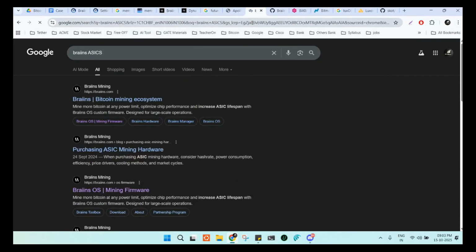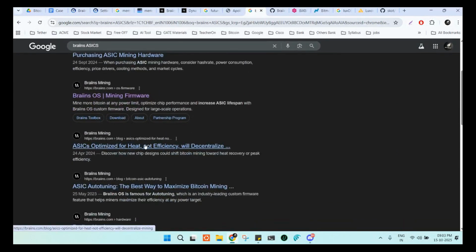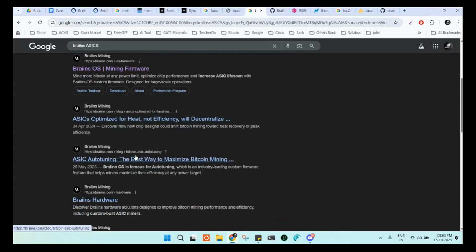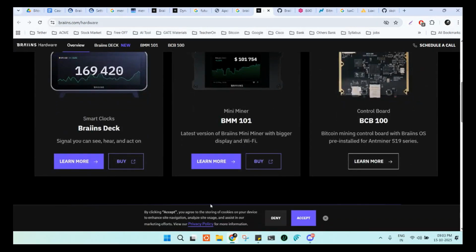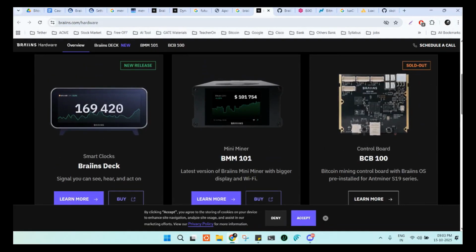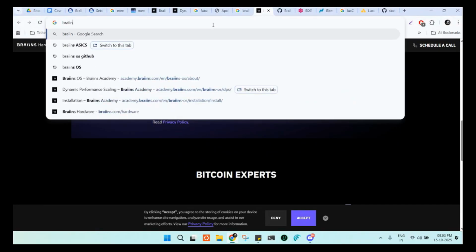So Braiins is also working on this. If you see Braiins hardware, they have announced it. As I told you, the control board is a little easier. This control board may work for the S19 series. So they have also built the control board, and I know they are also working on an ASIC.